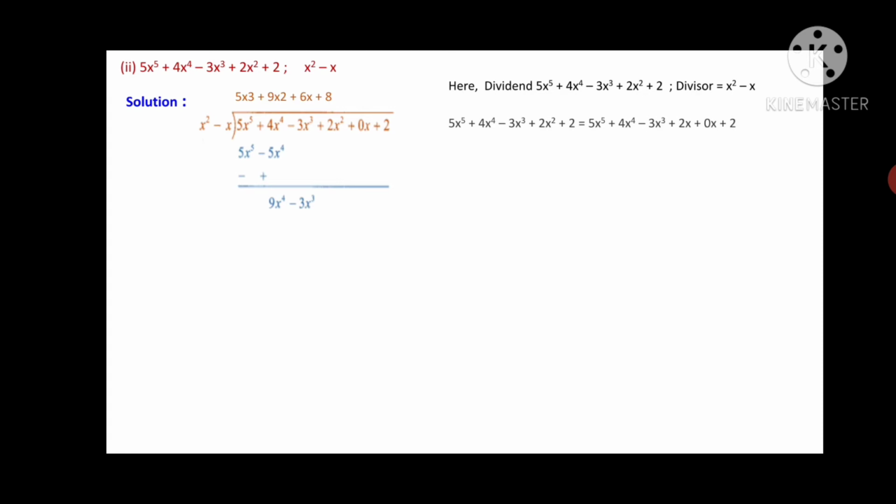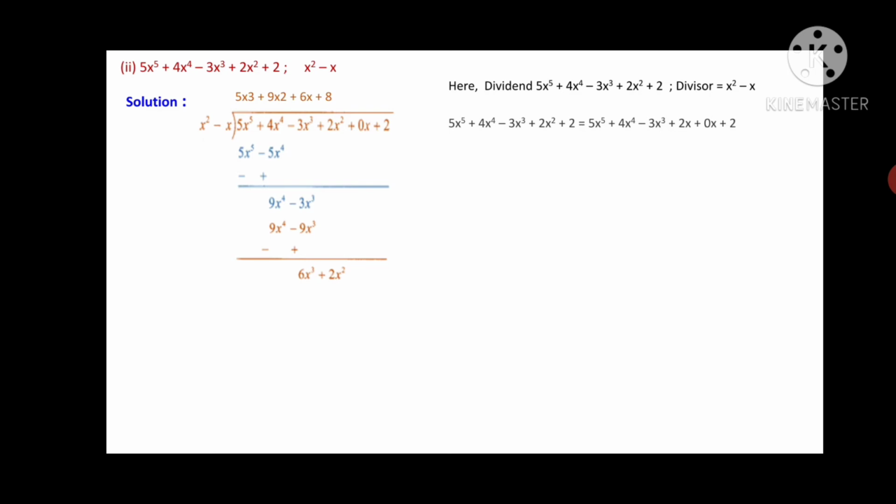So 9x square is multiplied to the divisor x square minus x, that gives you 9x raised to 4 minus 9x cube. Friends, here the signs will change, therefore 9x raised to 4 and 9x raised to 4 get cancelled. Minus 3x cube and plus 9x cube gives you 6x cube, and 2x square from the top is taken at the below.